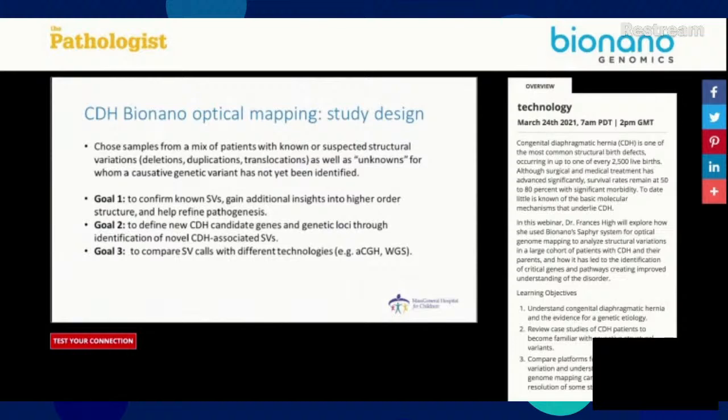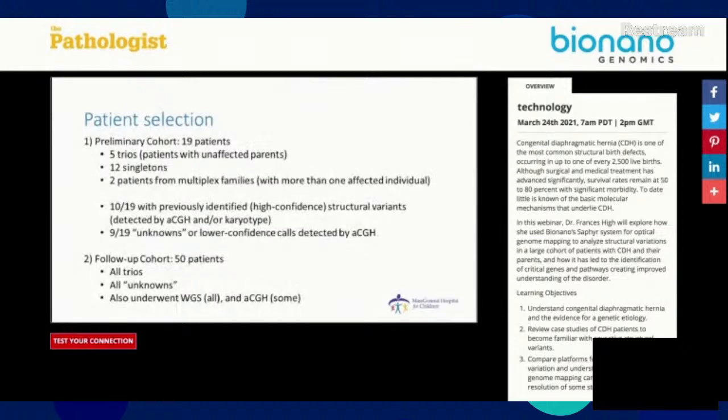There were several goals of this study. The first goal was to confirm known structural variants and to gain additional insights into a higher order structure to help refine pathogenesis. The second goal was to define new CDH candidate genes and genetic loci through the identification of novel CDH-associated structural variants. A third goal is to compare structural variant calls between different technologies, including array CGH and whole genome sequencing.